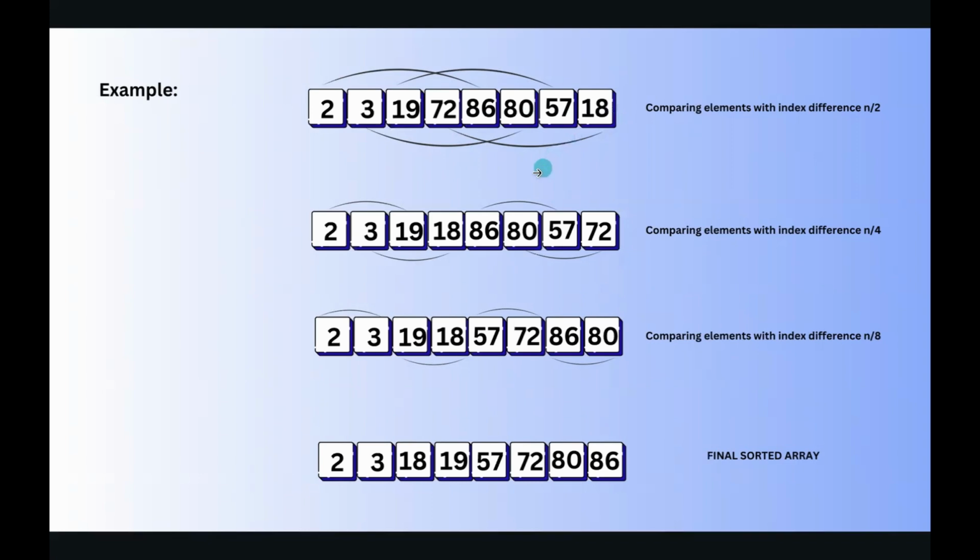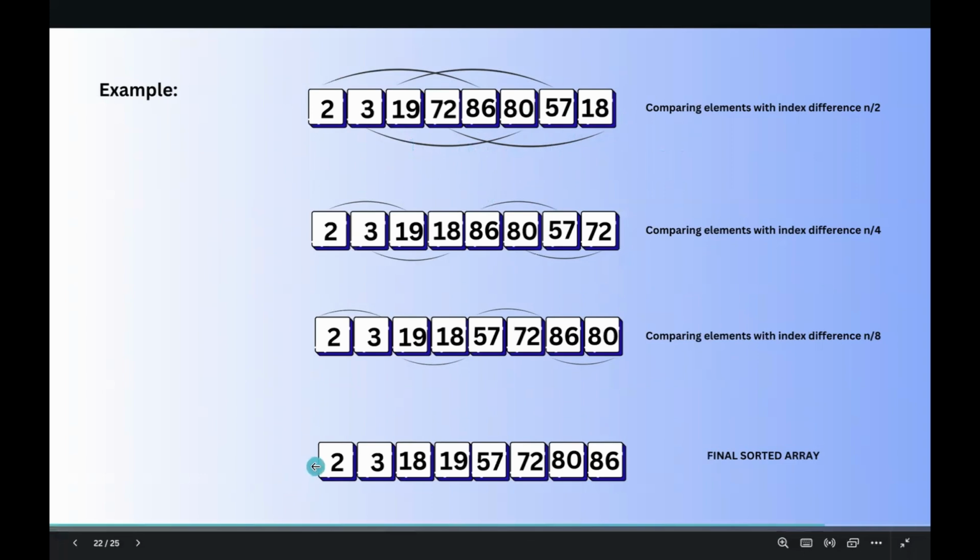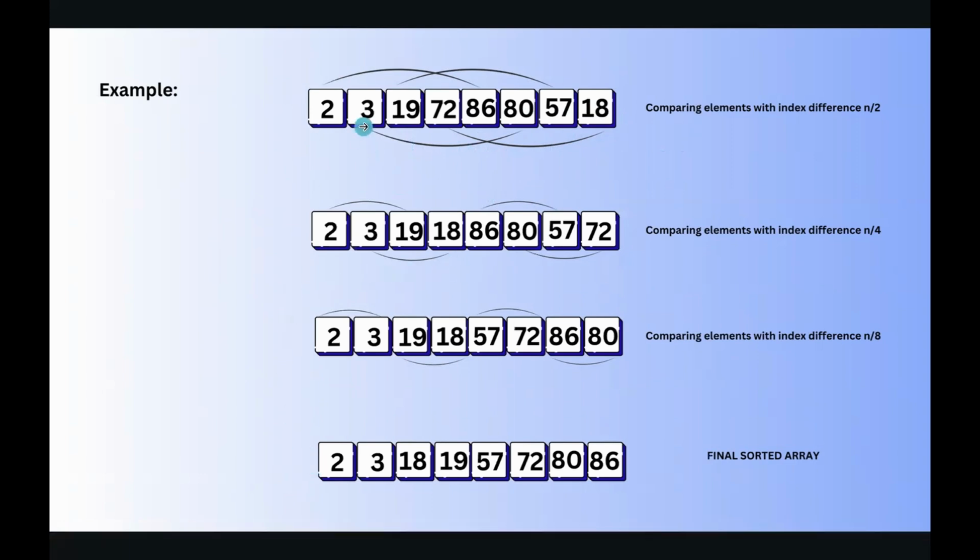Now we move on to the final merging step where this Bitonic sequence will be converted into one fully sorted array. Here is how the final merge works. We compare and swap elements with an index difference of n by 2, which equals 4. So we'll be comparing 2 with 86, 3 with 80, and so on.